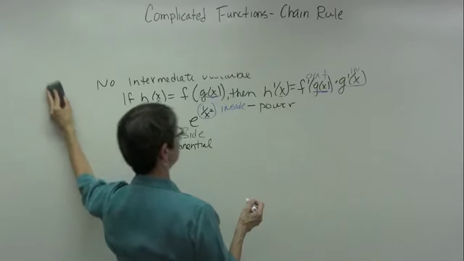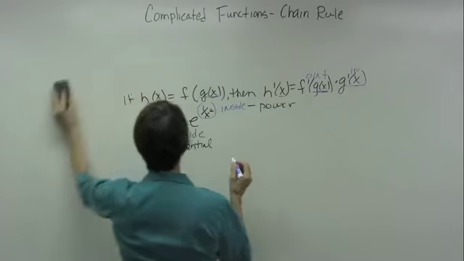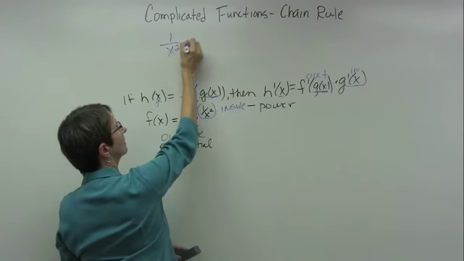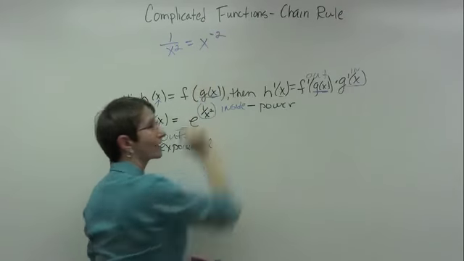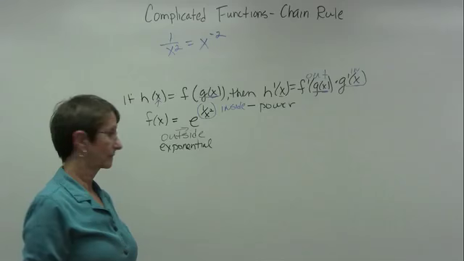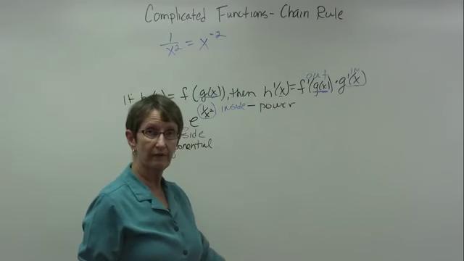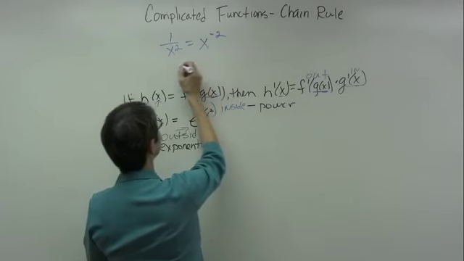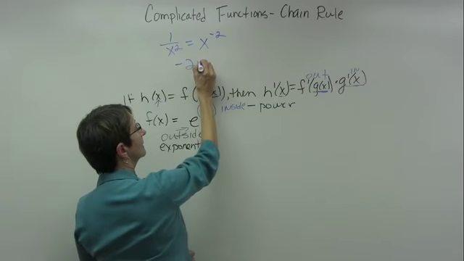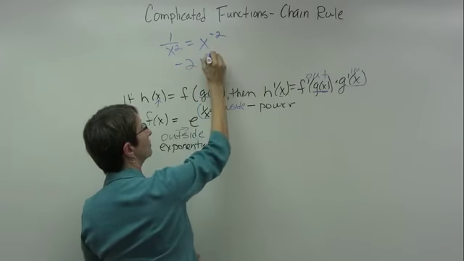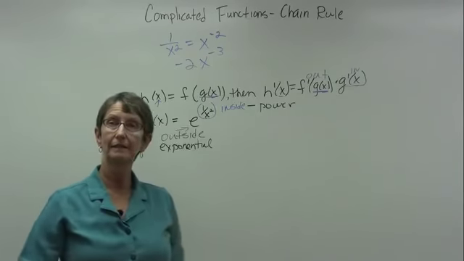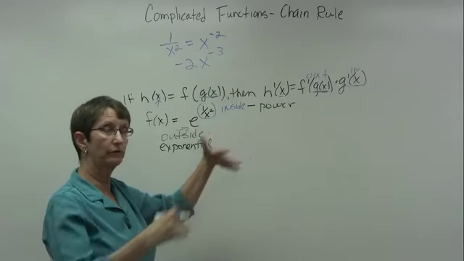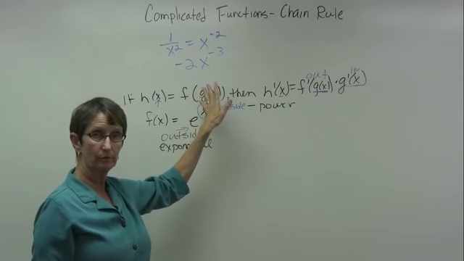Let's move some of this. 1 over x squared is the same as x to the negative 2. Now I can take the derivative of it. The derivative of x to the negative 2 is negative 2 times the x, and when you subtract 1, you get negative 3. Remember, you have to have all those basic rules memorized. We just keep moving forward using the same basic rules.